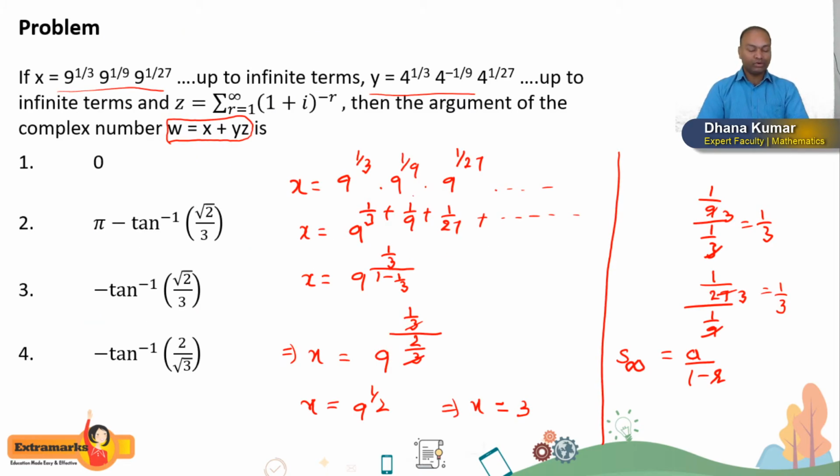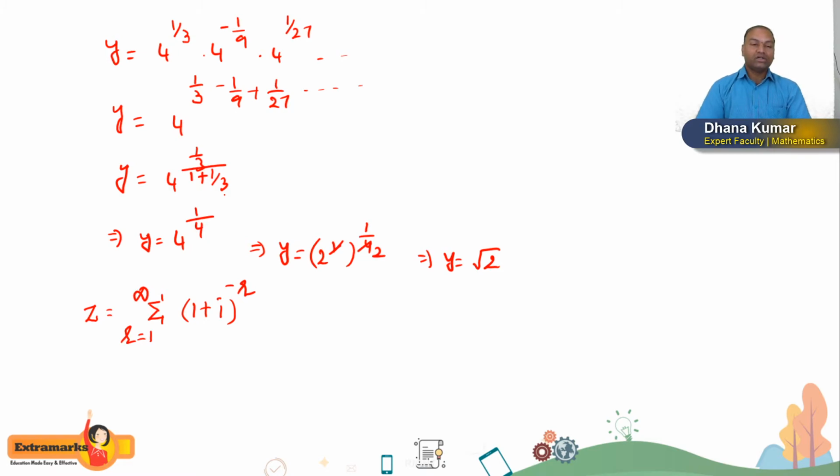1 plus i whole power minus r. Right. Now once again, same. Z also, what? Sum of infinite terms only. Expand that sigma. Z is equal to, first this can be written as what? Sigma r ranging from 1 to infinity, power negative. So this can be written as 1 by (1 plus i) whole power r.